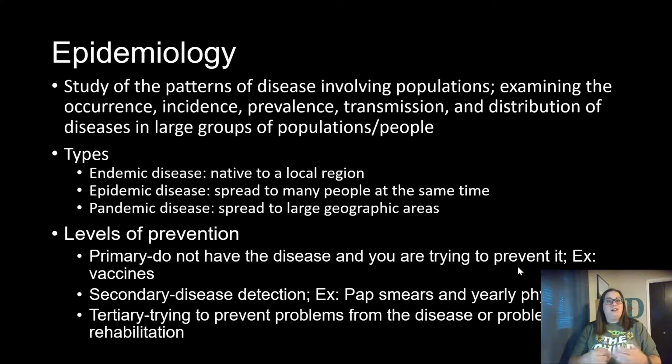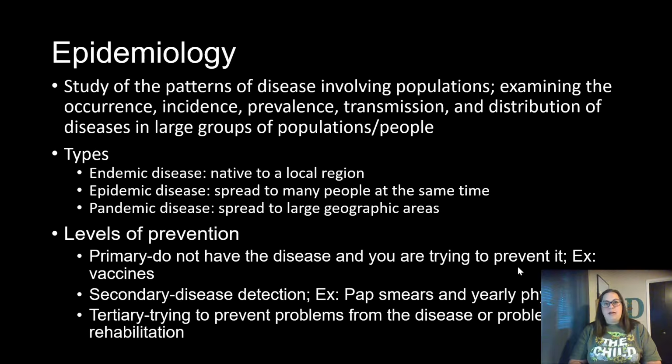They examine the occurrences, the incidence, how prevalent a disease is, and what kind of transmission we see. Is it airborne? Is it bloodborne? Is it sexually transmitted? Also the distribution: does it spread quickly or can it be contained very easily? Is it only affecting one group of individuals or lots of different individuals? This is what epidemiologists are going to study.